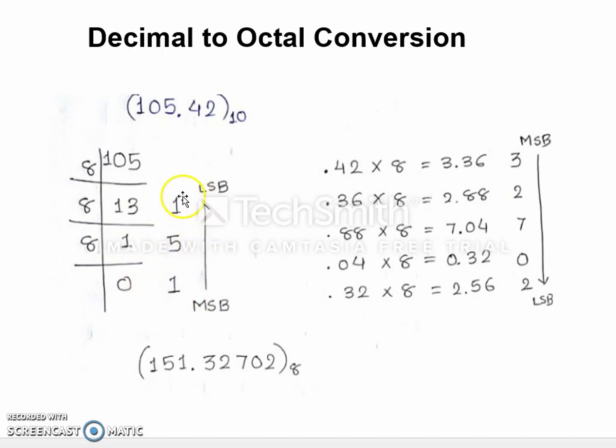And this is the octal equivalent of this integer part, but we have to consider that this bit is the most significant bit and this bit is the least significant bit. So 151 is the octal equivalent of 105 decimal.